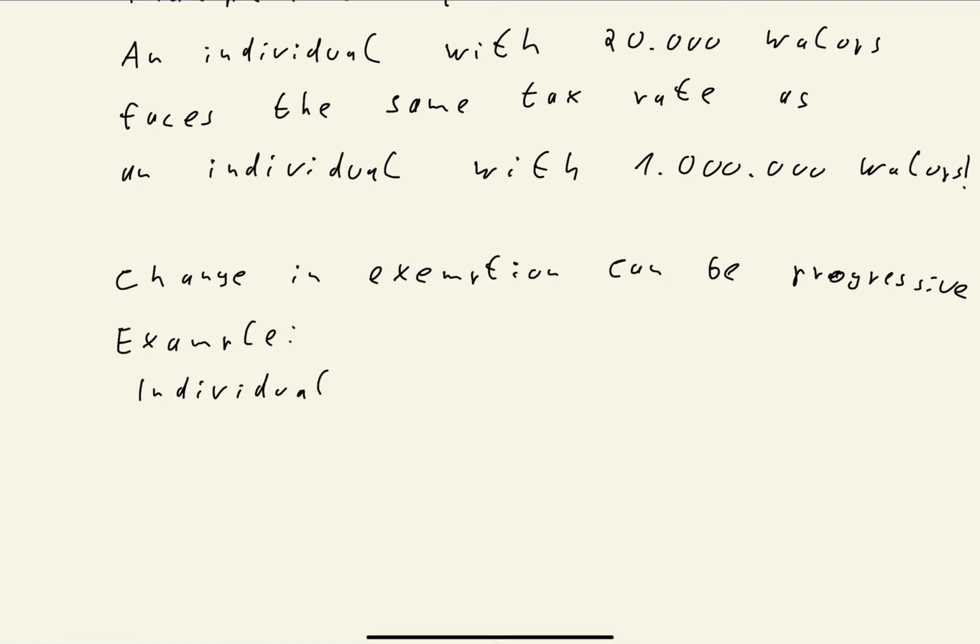Let's call them individual A. So we have individual A. He has an income per single. It's important that it's a single individual, so there is no household here, but it's a single individual A. He has an income of 11,000 loops.